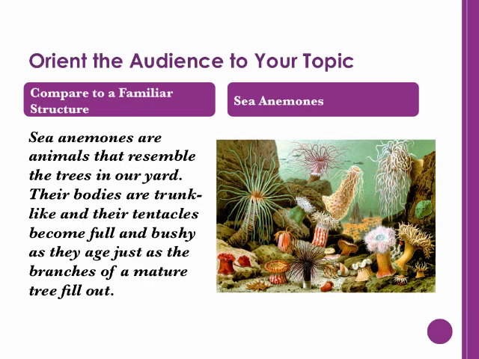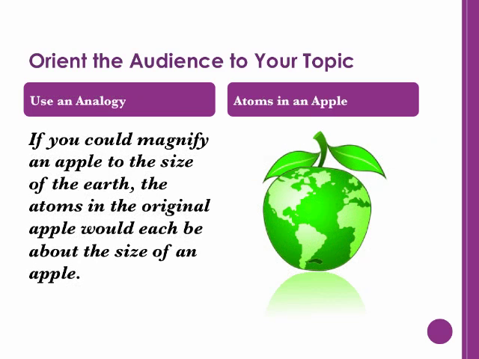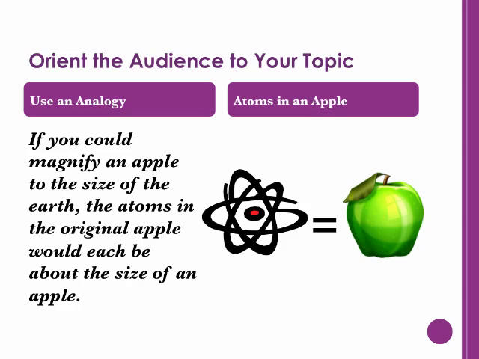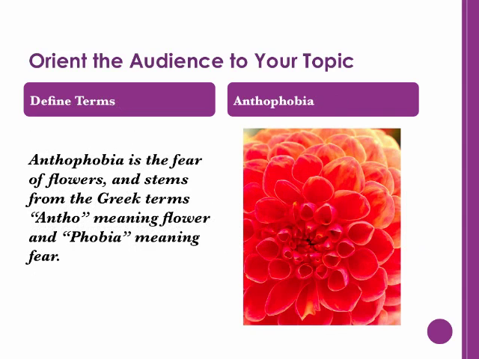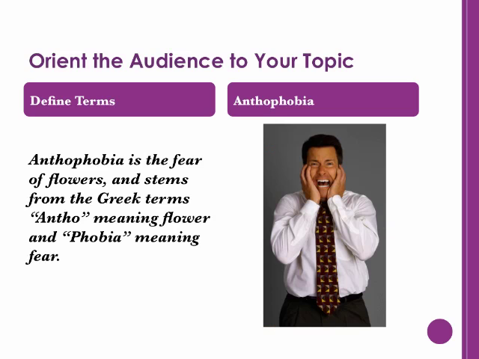Or you could compare an unfamiliar structure to a familiar structure. Sea anemones are animals that resemble the trees in our yard. Their bodies are trunk-like, and their tentacles become full and bushy as they age, just as the branches of a mature tree fill out. You might use an analogy to put the topic into context. If you could magnify an apple to the size of the Earth, the atoms in the original apple would each be about the size of an apple. You can provide a definition of terms that may not be familiar to the audience. Anthophobia is the fear of flowers, and stems from the Greek terms antho, meaning flower, and phobia, meaning fear.